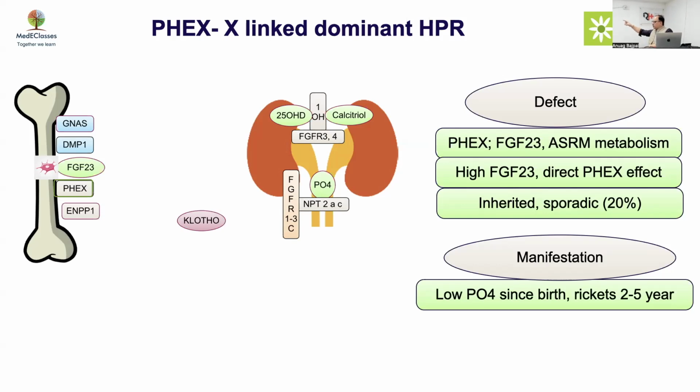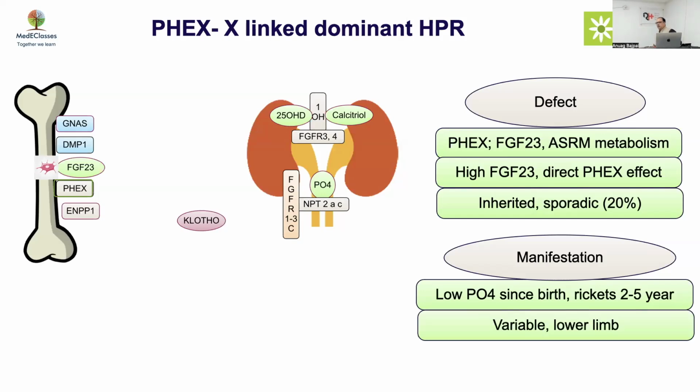So somebody in childhood has a level of 6. From 6 it becomes 4. Still you are not having rickets. But later on, gradually the levels fall further, then rickets happens. So what I'm trying to say is that if you have rickets in the first 2 years of life, do not consider it to be hypophosphatemic rickets. That's the overall message I want to give in that regard.